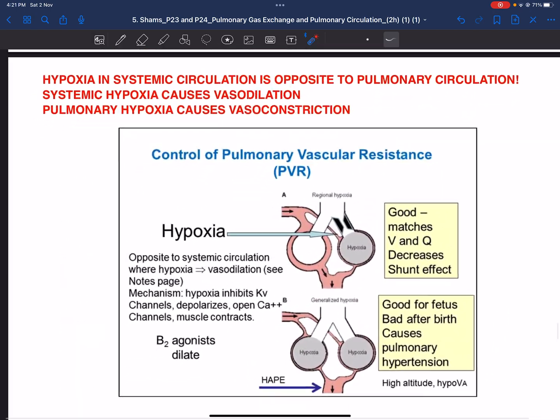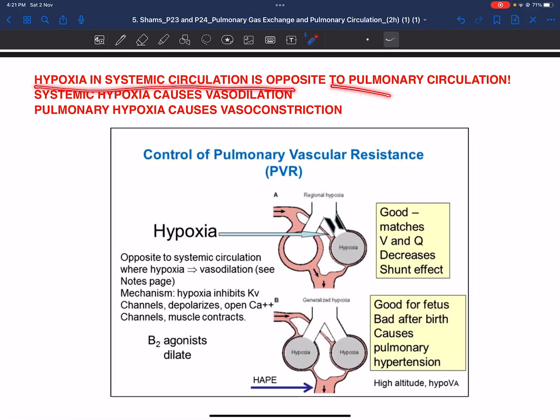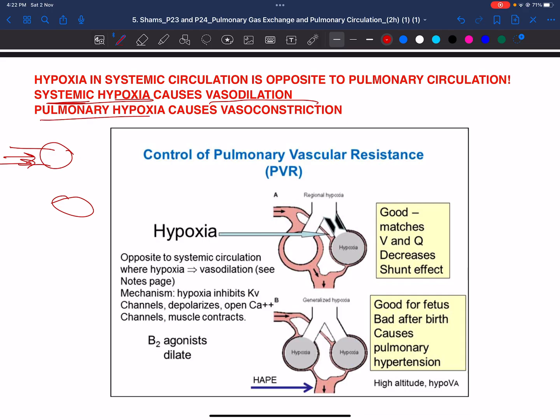And this is very important. Hypoxia in systemic circulation is opposite to pulmonary circulation. Systemic hypoxia causes vasodilation, whilst pulmonary hypoxia causes vasoconstriction. So basically, if you have an area of your body that's hypoxic in the systemic circulation, your blood vessels vasodilate to have more blood going there. However, in pulmonary circulation, if there's not enough oxygen in an area, your body vasoconstricts. Repeat this again: pulmonary hypoxia causes vasoconstriction. Systemic causes vasodilation.